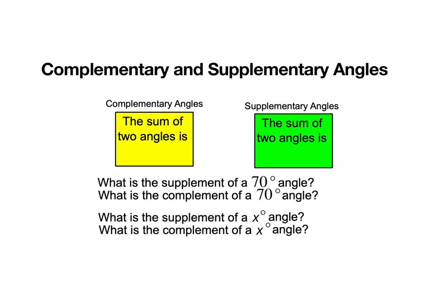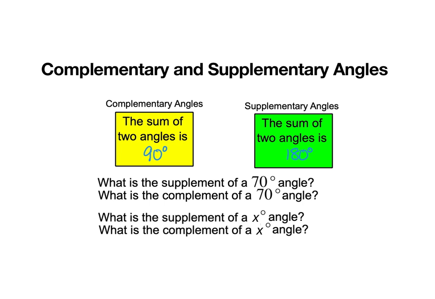Here's a little bit more review of vocabulary words. Complementary angles means that the sum of two angles is 90. Supplementary angles means the sum of two angles is 180.